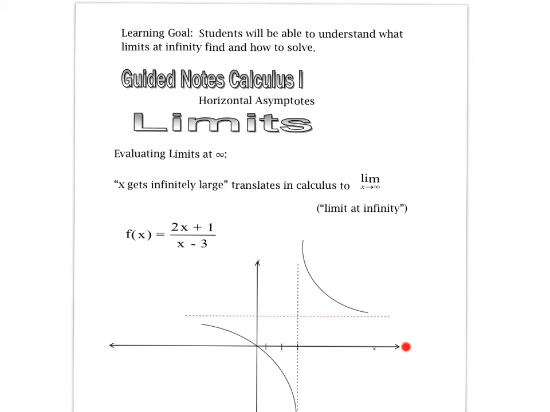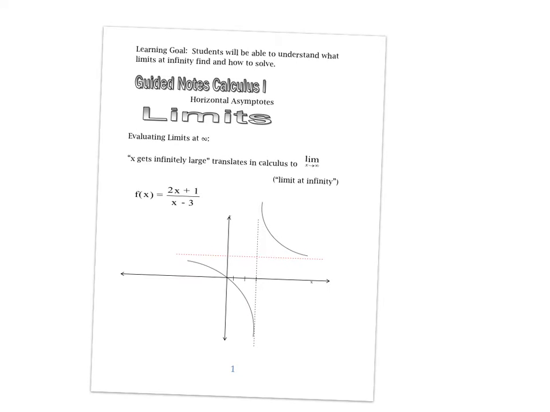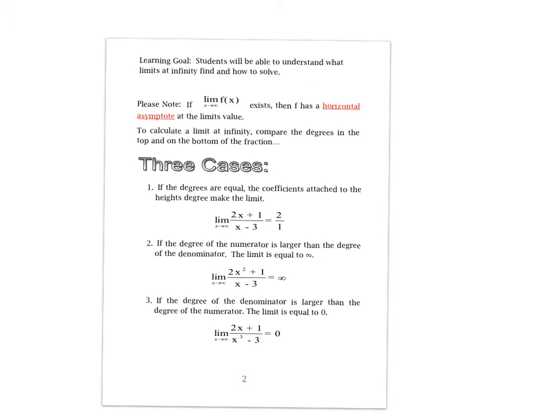What happens if I go this direction forever, or what happens if I go this direction forever? That's x going towards positive infinity or x going towards negative infinity. Those are limits at infinity, and those are things that we can actually evaluate in calculus. So it's pretty cool. Let's go to the next page.